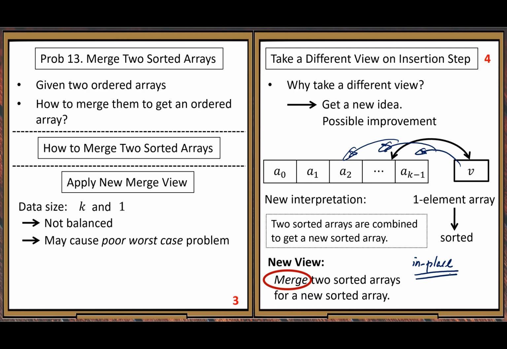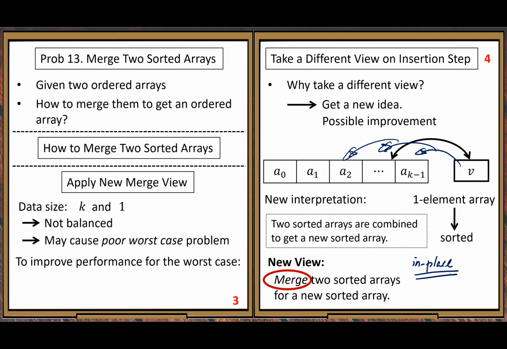Because if the data is not balanced, based on our experience, usually that property would result in poor worst case. If the data is distributed in some unbalanced way, that usually results in worst case. That's something we want to avoid. So when we have a chance to distribute data, we want to distribute data evenly, as even as possible, in order to avoid poor worst case. That's the experience we have when we work on real world problems.